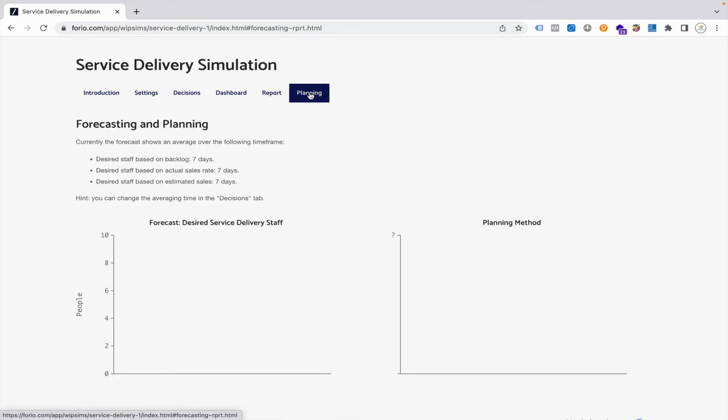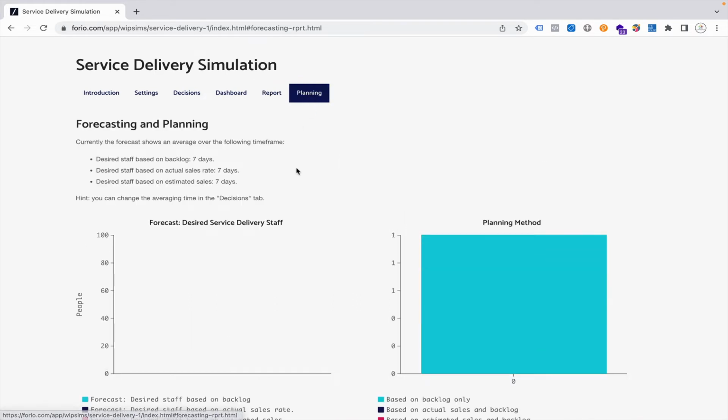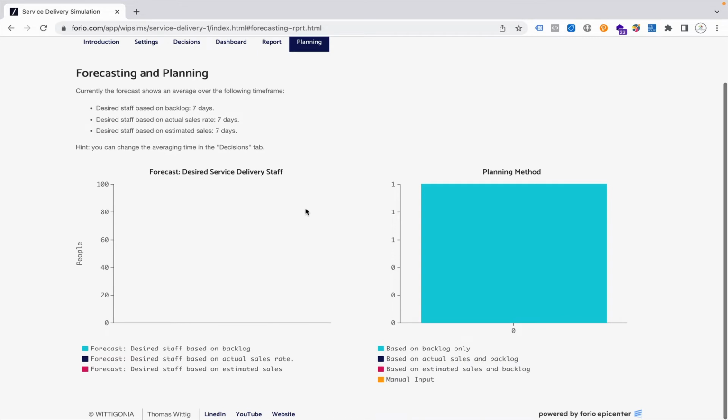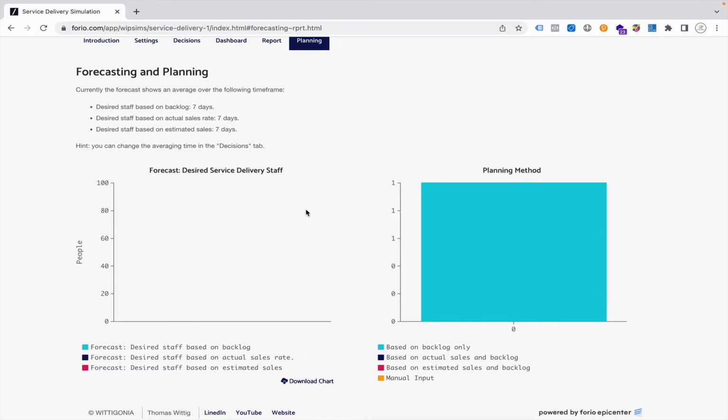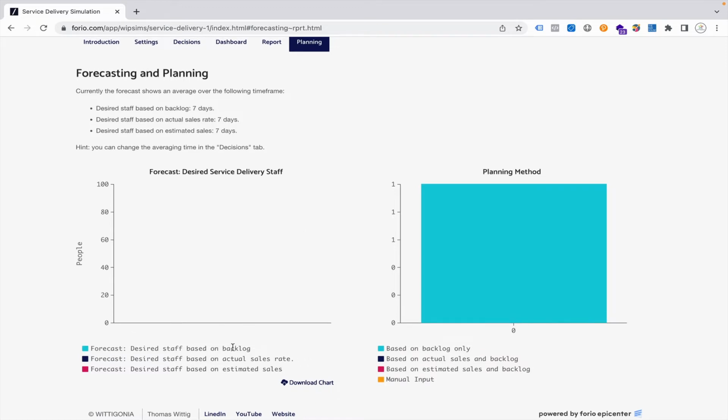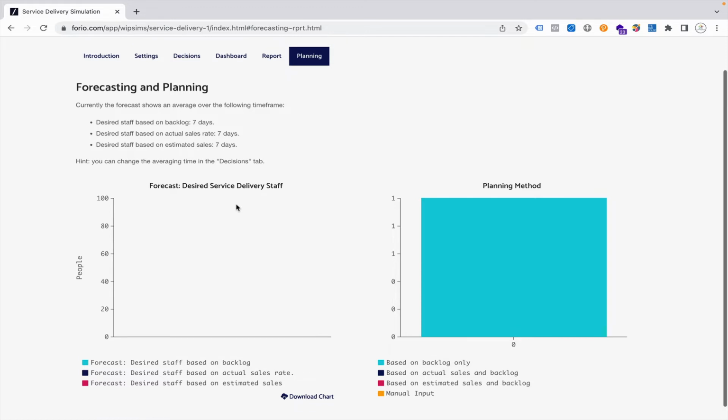We also have a planning section here which tells us what our desired service delivery staff would be based on different methods. So based on the backlog, when we're just looking at the service backlog, or when we would take a look at and include the actual sales rate, or even go further upstream and include the estimated sales based on the incoming service demand.